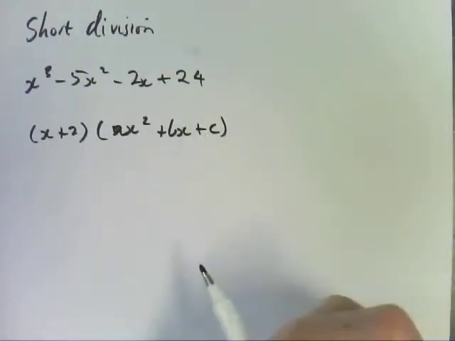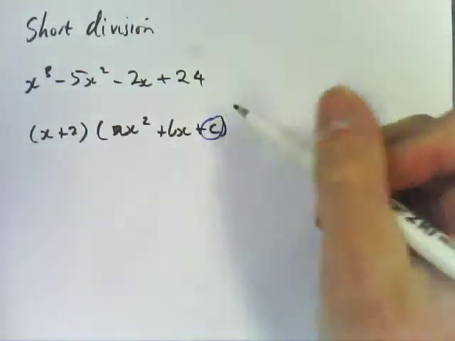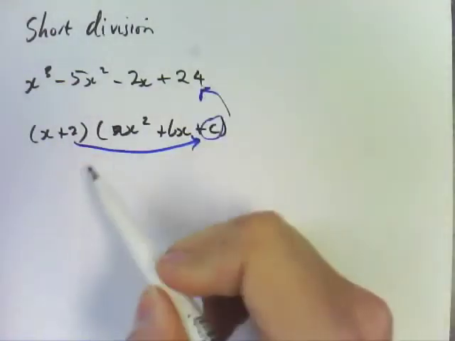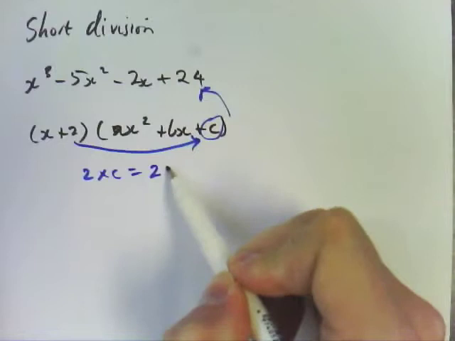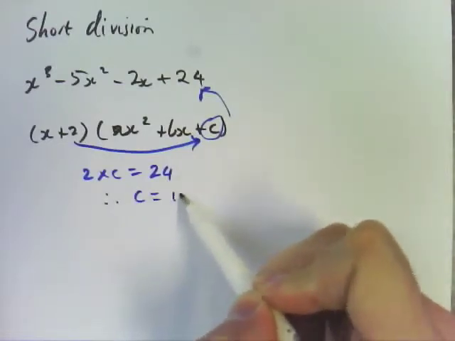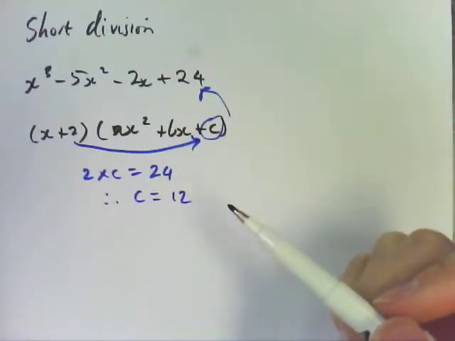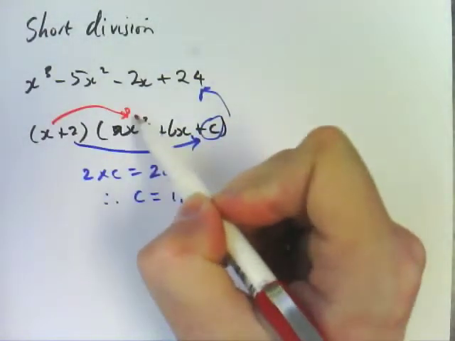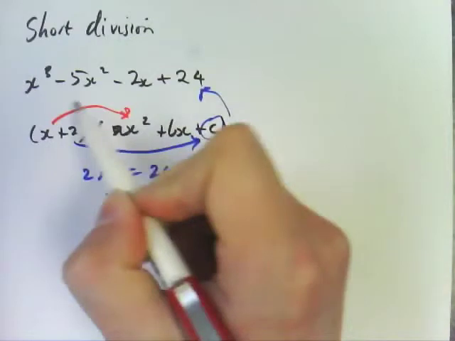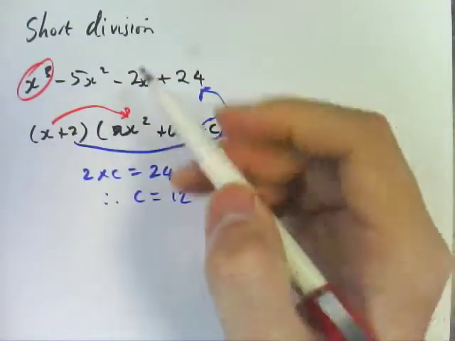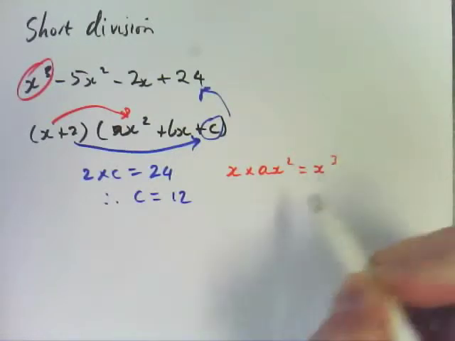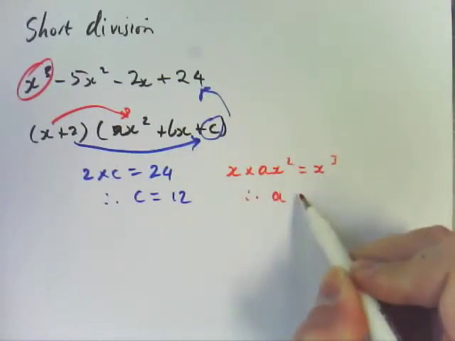Now, here's where we can start to do a little bit of cheating. I'm going to first look at c. 2 times c has to be 24. Therefore, c has to be 12. Agree with that? Okay. x times ax squared has to be x cubed. So what's a? It's just 1.